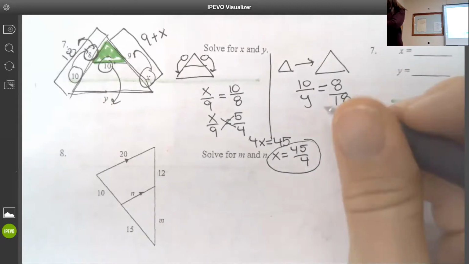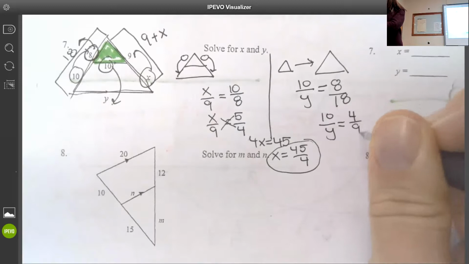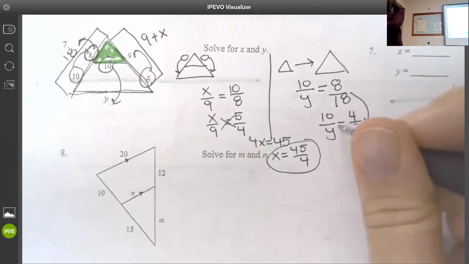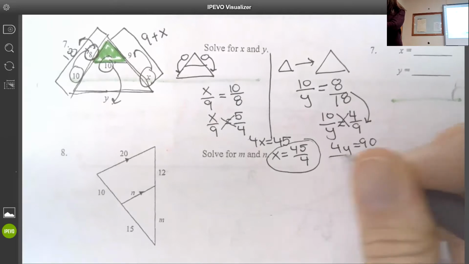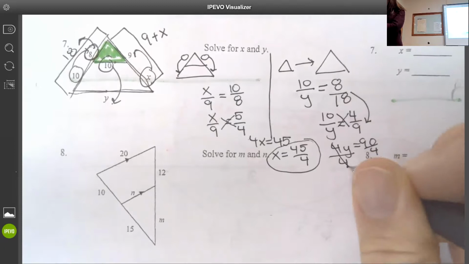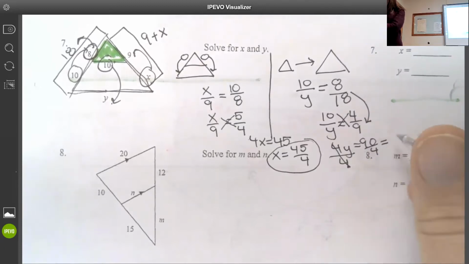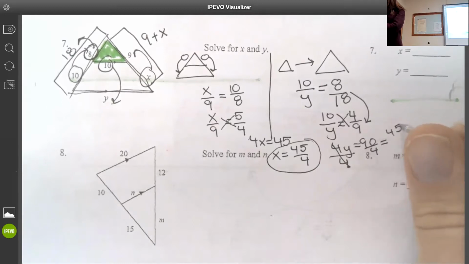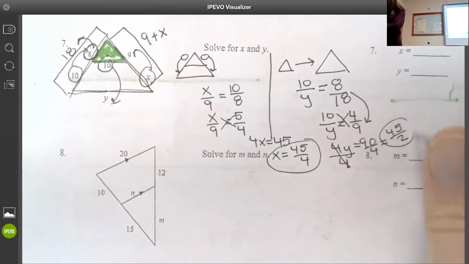So then reducing that, this is going to give me 4/9 here. Cross multiply, 4y equals 90 and divide by 4. What is that going to give us? 90 divided by 4, divided by 2, is 45/2. They're both fractions, I think.